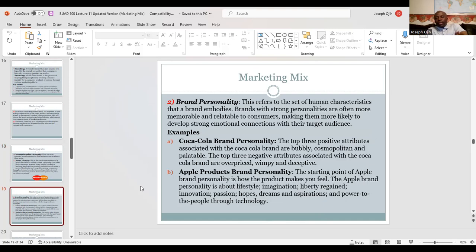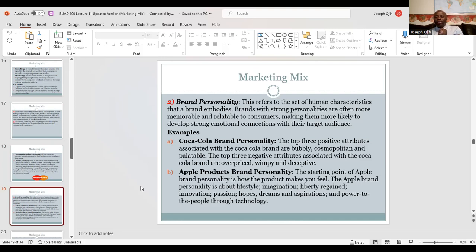which are the human characteristics that a brand embodies. A brand that has a strong personality is often more memorable and reliable to consumers. They also have an emotional connection with their target audience. Now, let me use two examples to explain how brand personality works. I use Coca-Cola. In the video, they mention Coca-Cola too.